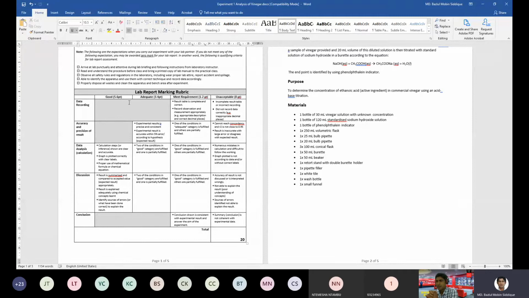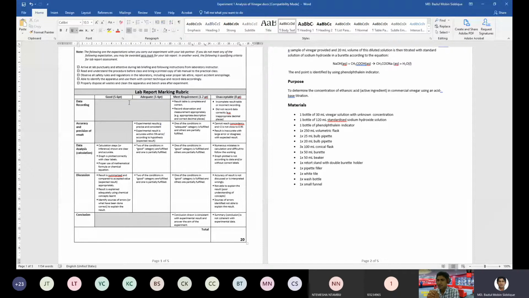Also, when you are writing this, be careful about the significant figures. I'm not sure whether you are aware of significant figures, but I am going to show them right after I talk about this. If your significant figures are not consistent, then you are losing marks there.